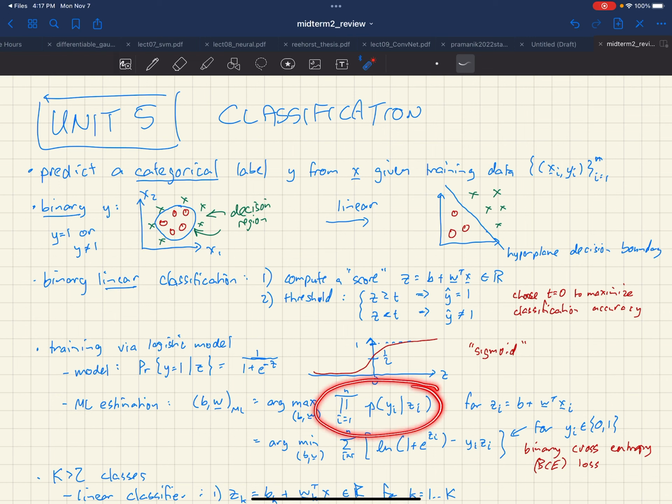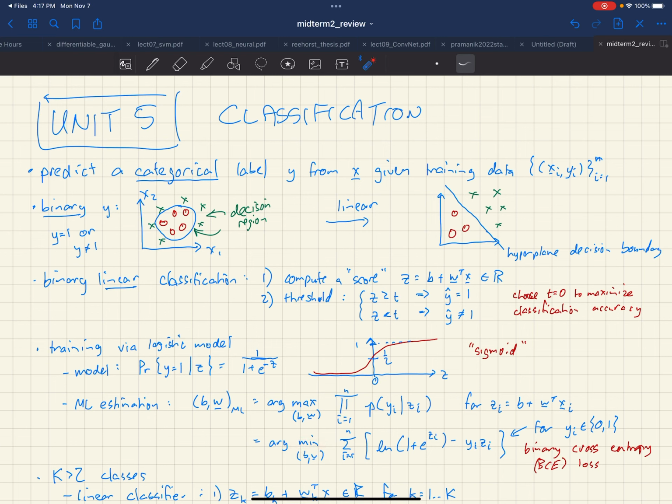maximizing this likelihood is the same thing as minimizing this, which is a sum over all our training samples i going from 1 to n, of the natural log of 1 plus e to the zi, minus yi zi. So this is the expression that holds when yi is 0 or 1. We had a slightly different expression when yi was minus 1 and 1. And we gave this the name binary cross entropy loss. So this is finally how we train our model, how we come up with the weights b and w.